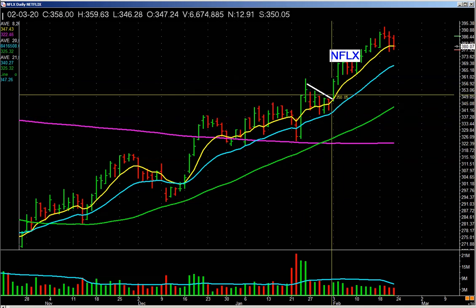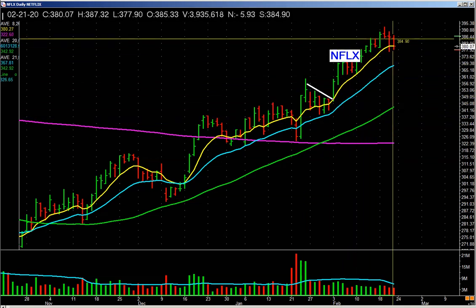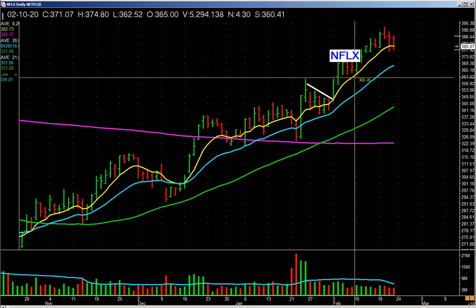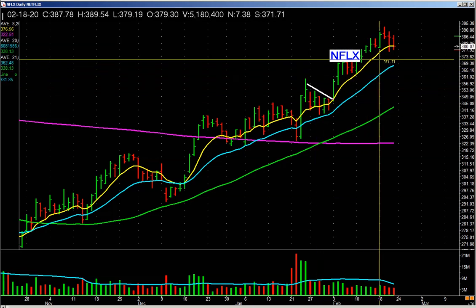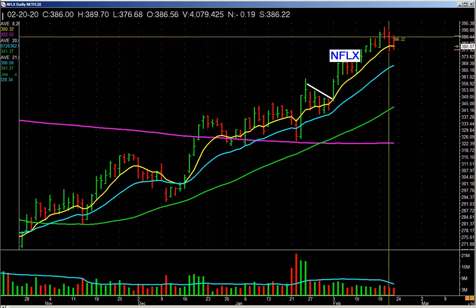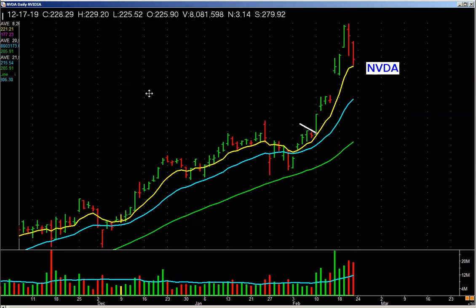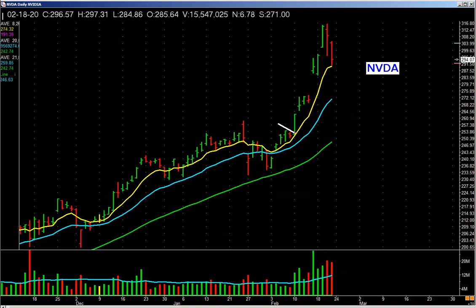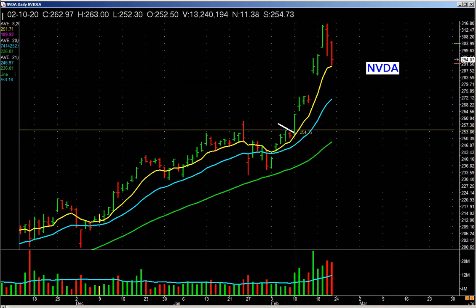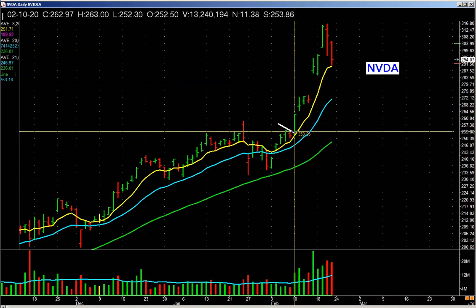Netflix, look at this. Look at how this stock has walked up the 8-day, touches the 8-day. I mean, it's beautiful. Comes down below the 8-day, but closes above it. Is that awesome? Look at NVIDIA. I'll drag it over here. Look at this. Look at that right there. VIPs bought this. It was on the key list.